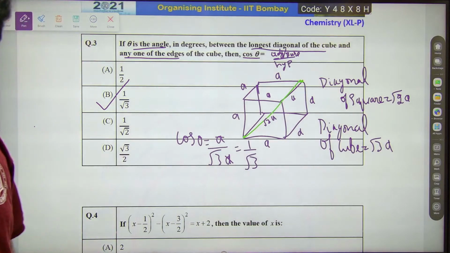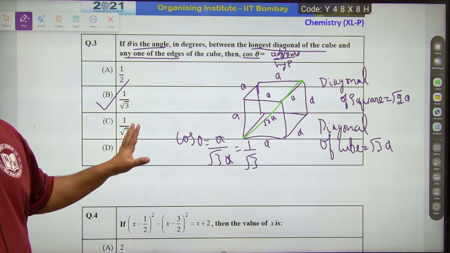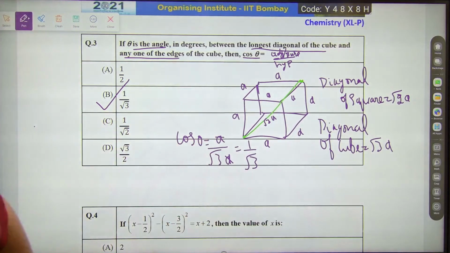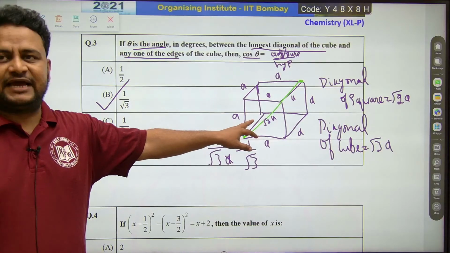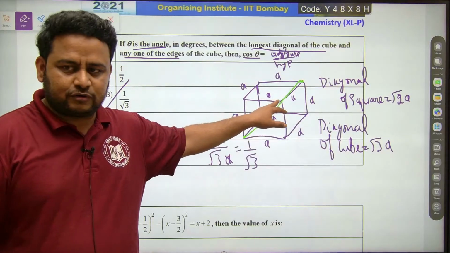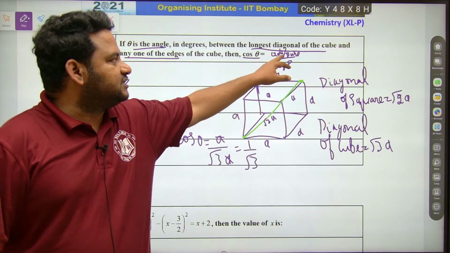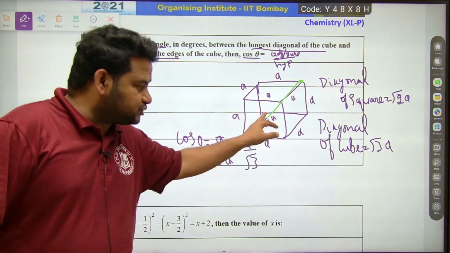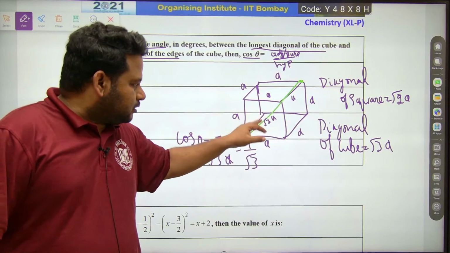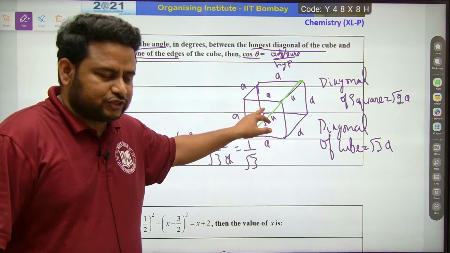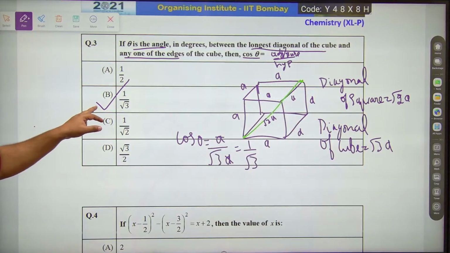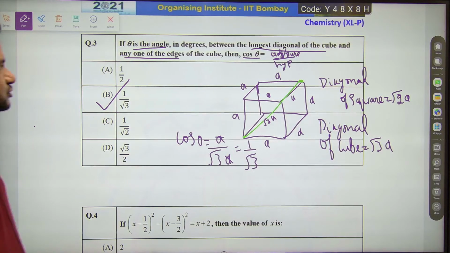Clear? I am repeating again: you have to remember that the diagonal of a cube is root 3 times a. They are asking cos theta, which is adjacent side or base by hypotenuse. This is the hypotenuse itself, and this is the right angle. So the adjacent side is a by root 3a, a cancels, and I get 1 by root 3. The answer is option B. Clear? Now let us go to the next question.